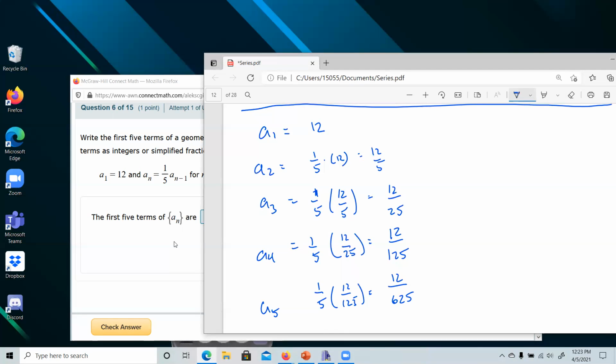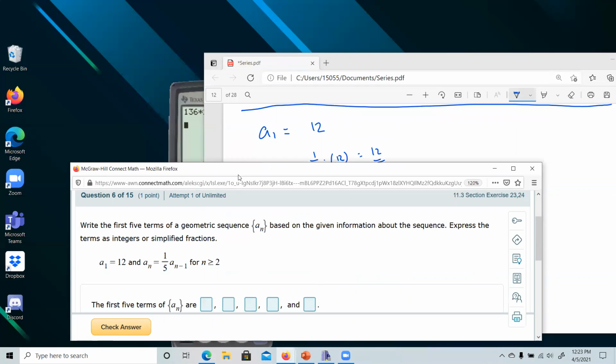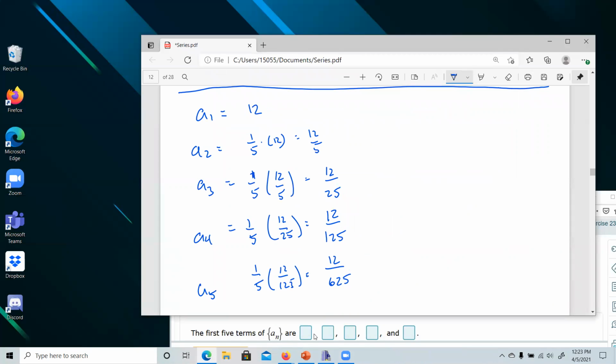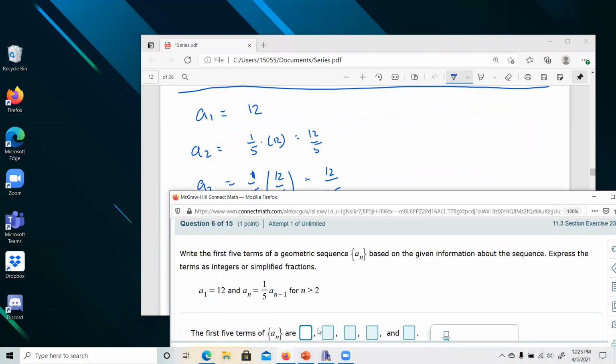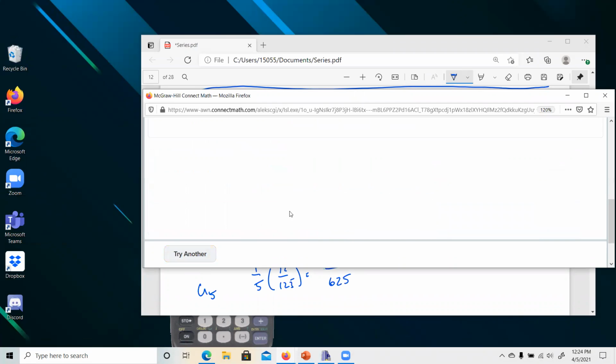Okay, and then so forth. Right, so very good. So let's see here. Let's shrink this down a little bit so I can look at both of them at the same time. We have 12, 12 over 5, 12 over 25, 12 over 125, and 12 over 625. Okay, beautiful.